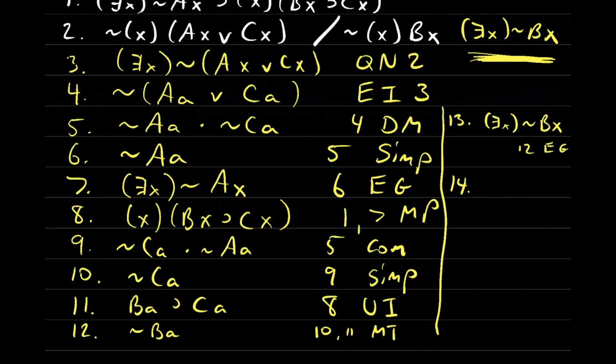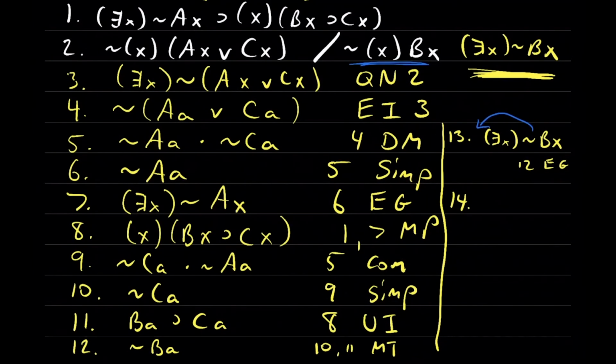I'll use a different color here to indicate what's going on. I'm going to take this negation from inside the existential quantifier, move it to outside the existential quantifier, changing the quantifier from an existential quantifier to a universal quantifier, and that will match the form of what we're given in line 1, in the conclusion line.